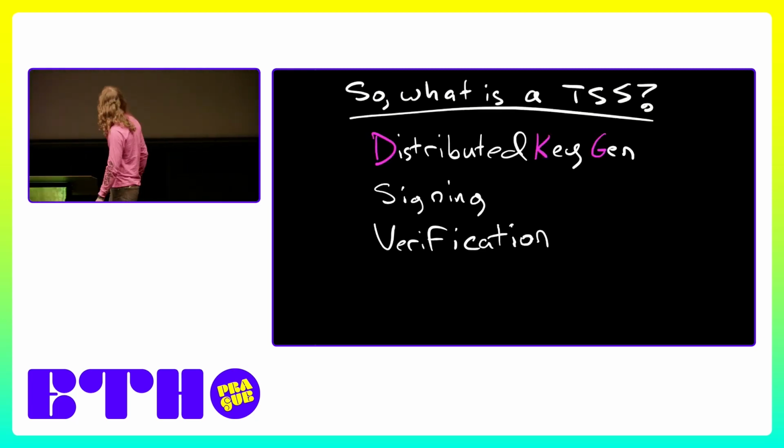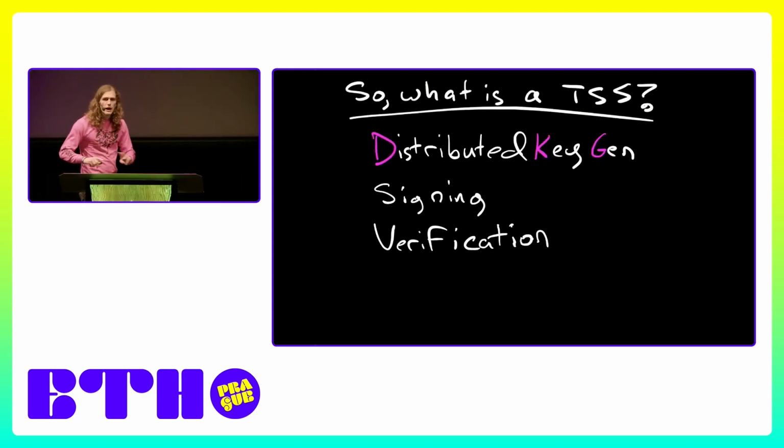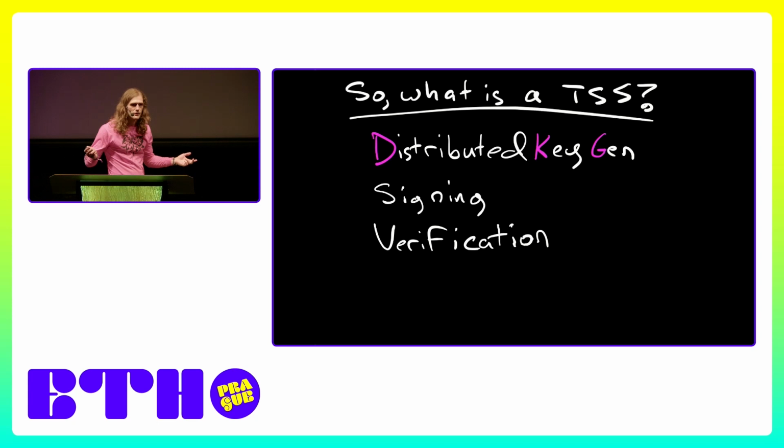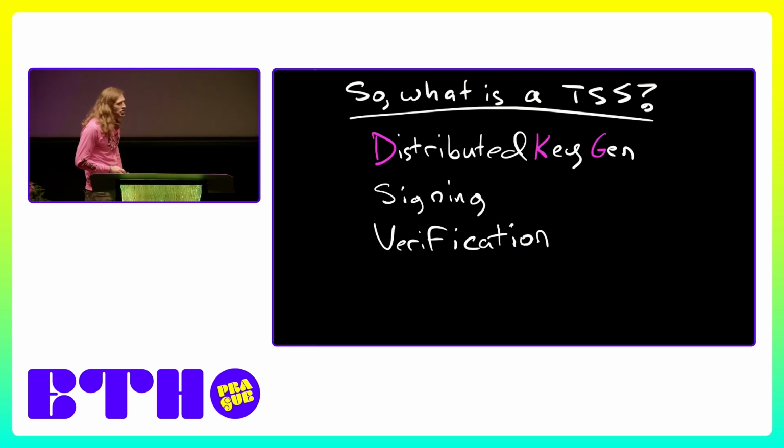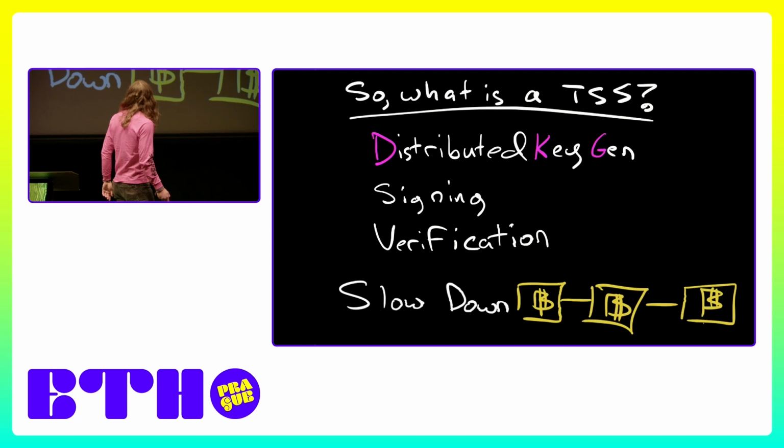So a TSS is three algorithms, well abstracted. It is a distributed key generation step where you and a bunch of other people are going to arrive at some secret shares, which go together into, you can think of a private key as being composed of those secret shares, a signing step, and a verification step. Like I said, we're going to basically skip over the DKG step, except for just a quick bit.